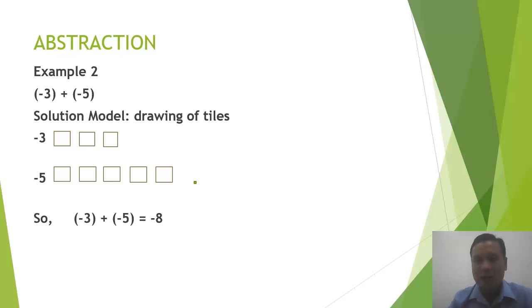So we are not going to cancel out the tiles. Nothing to cancel, so what we are going to do is to add all. 1, 2, 3, 4, 5, 6, 7, 8. That's why your answer here is 8. And then append the sign, negative 8, because all of these are white tiles. So the answer to our example number 2, negative 3 plus negative 5, is negative 8.